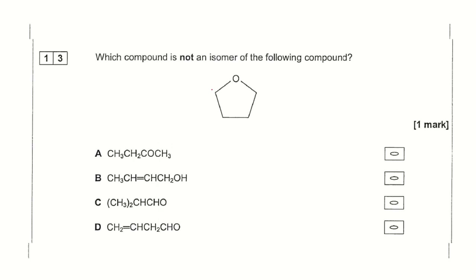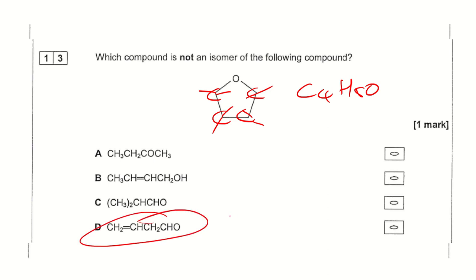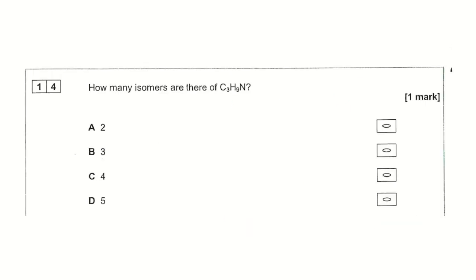Right, this molecule here has 1, 2, 3, 4 carbons. We have hydrogen, hydrogen, hydrogen, hydrogen, hydrogen, hydrogen, hydrogen, hydrogen, so it's 4 carbons, 8 hydrogens and an oxygen. Now if you go through all of these, you'll find that this one down at the bottom has 4 carbons for sure, that's fine, but it has only got 6 hydrogens, so there's no way that and that could be isomers of each other. All the others can be. Right, how many isomers are there of this?